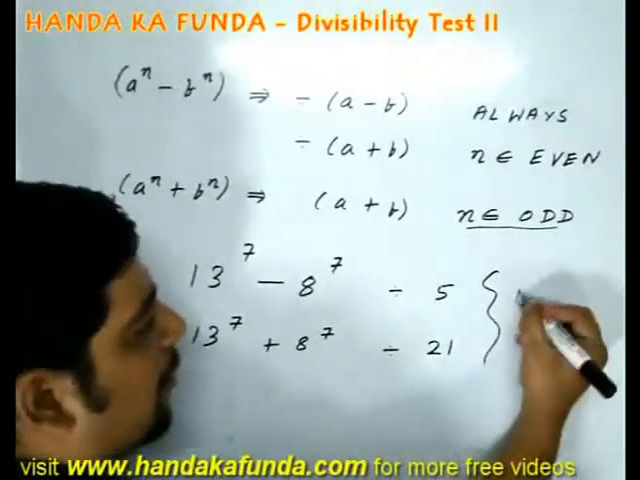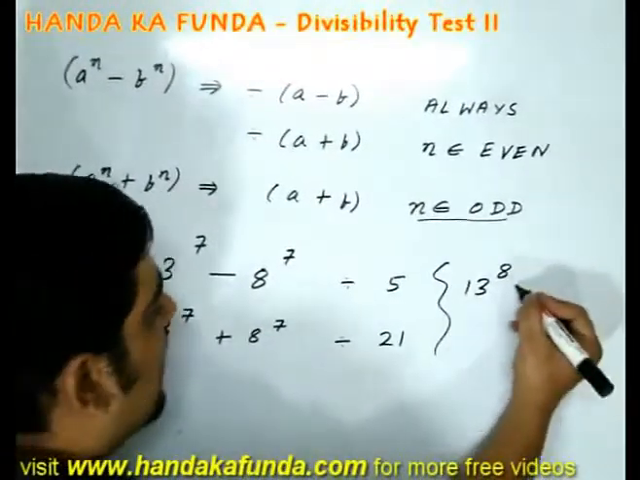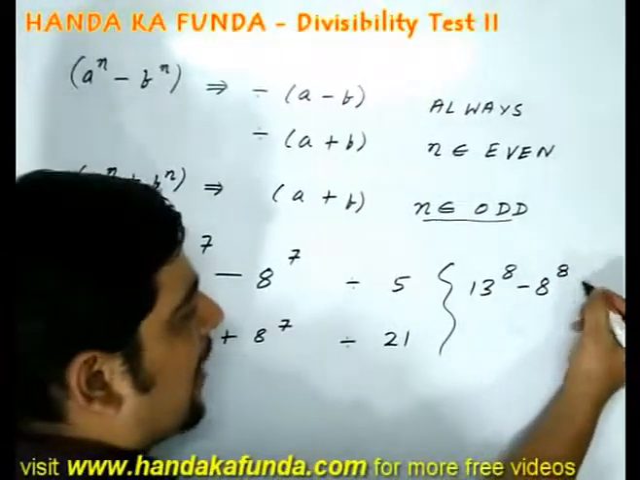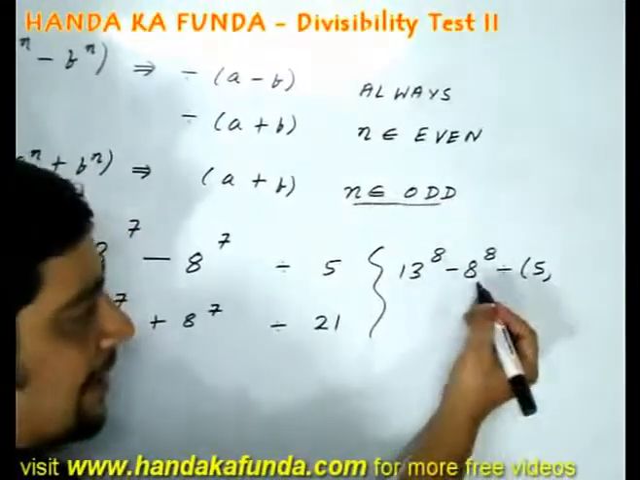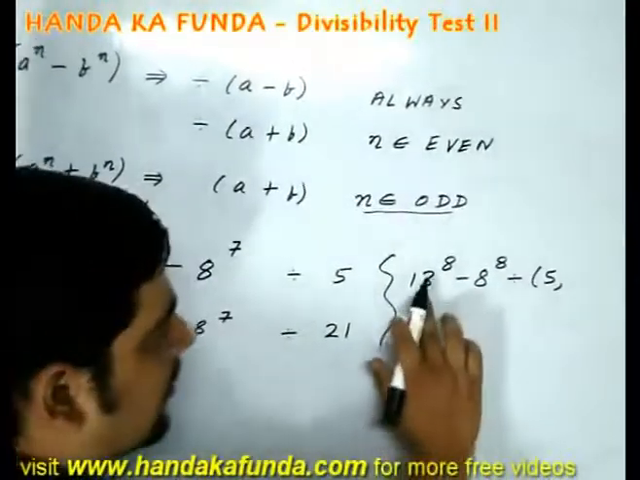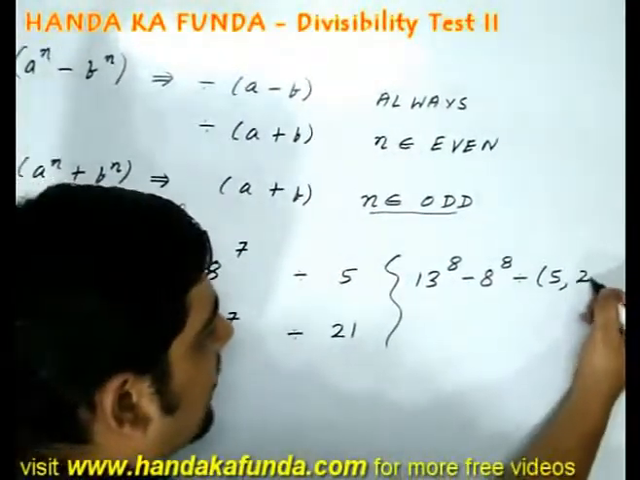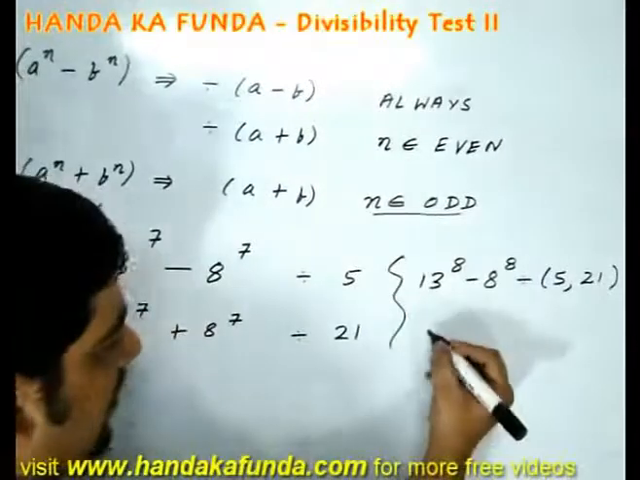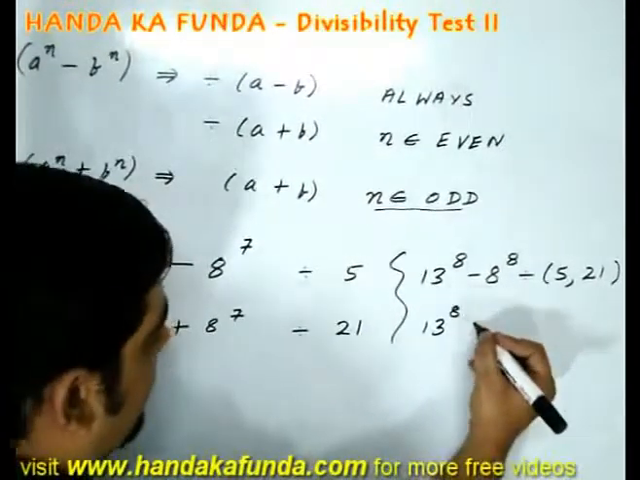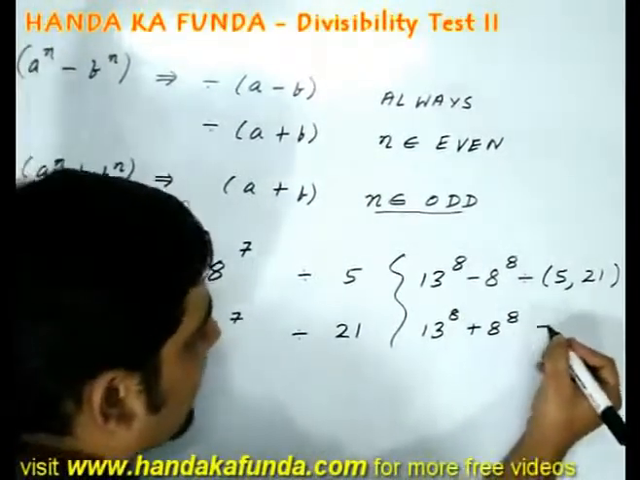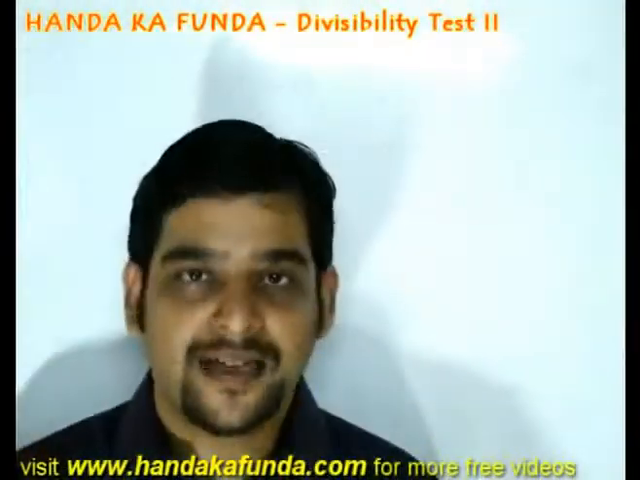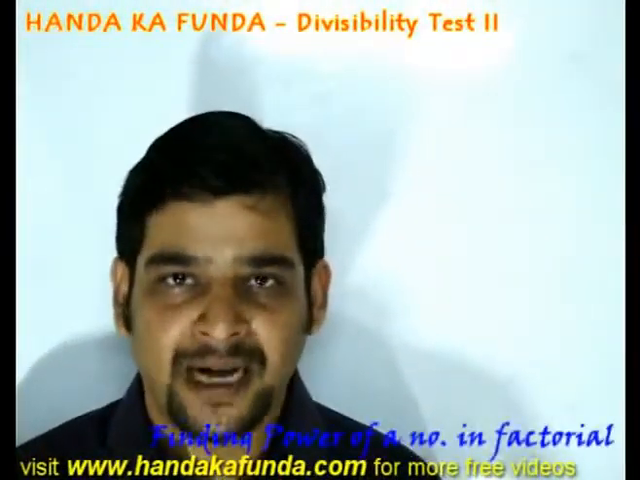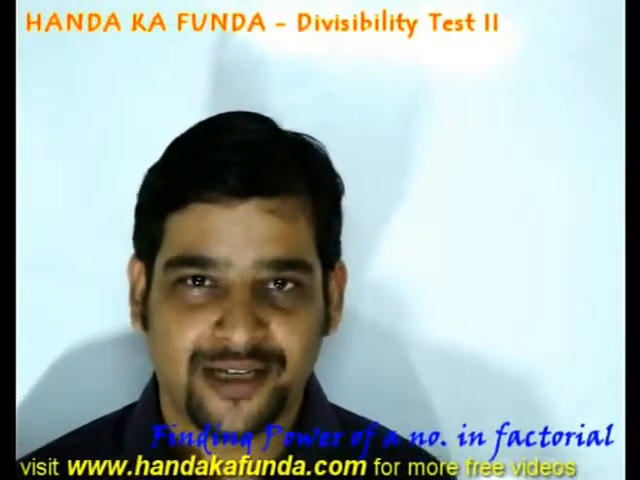We can also look at what would have happened if it was 13 to the power 8 minus 8 to the power 8. It would have been divisible by both 5, that is 13 minus 8, and 13 plus 8, that is 21. And 13 to the power 8 plus 8 to the power 8 will not be divisible by anything specific. Let us look at how to find out the power of a particular number in a factorial.